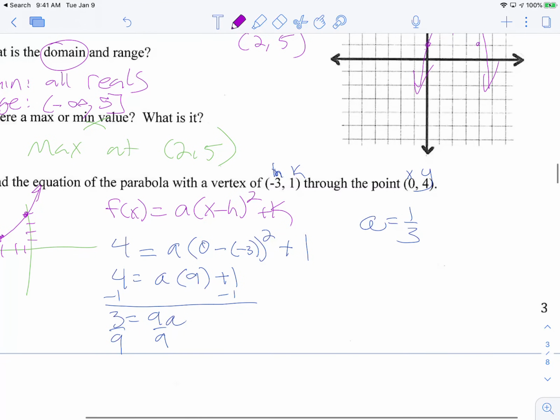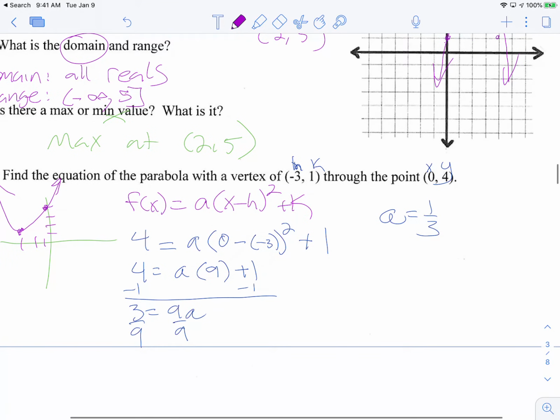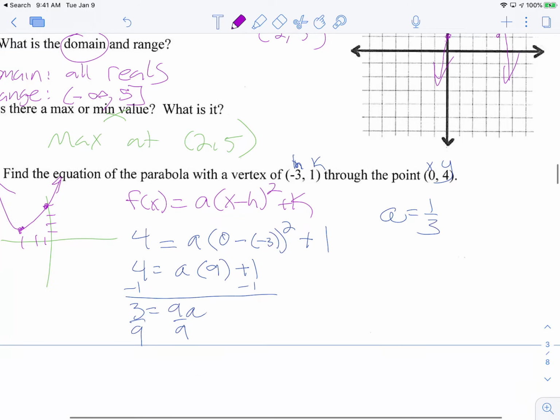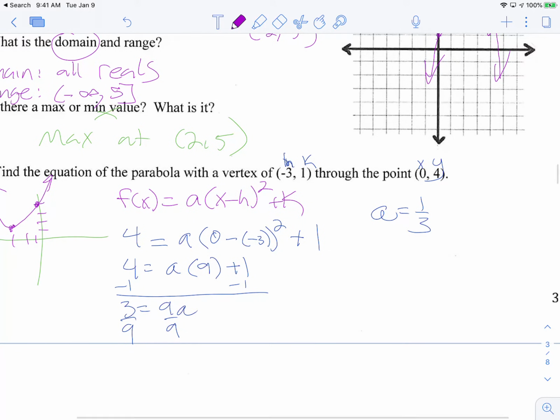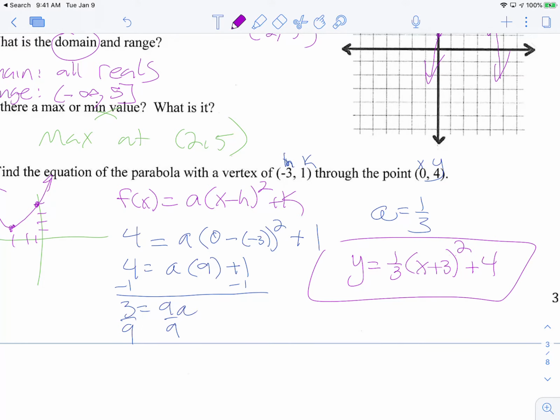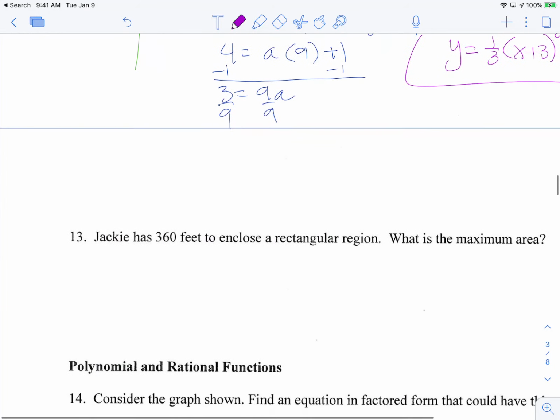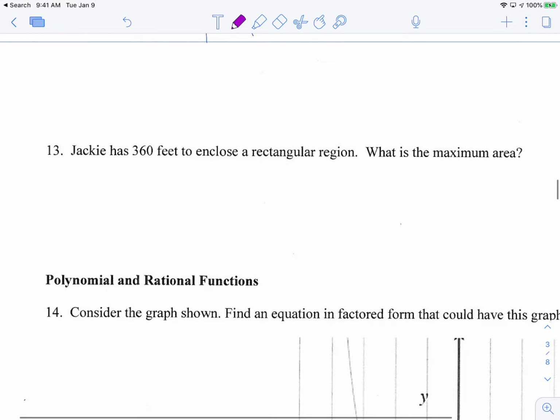You got to make sure you substitute it back in, because your answer is going to be in quadratic form. So we're going to get y is equal to 1/3 times x plus 3 squared plus 4. All right. This is on there. Again, everything is on there. I'm going to stop saying that because everything is on there.